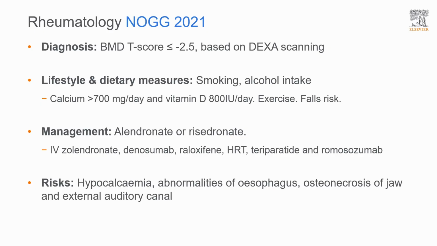Now, anabolic drugs, so the ones that we've listed here, teriparatide and romosozumab, these are first-line therapy for those in a very high-risk group, okay? Very high-risk group of osteoporosis. Bear that in mind.